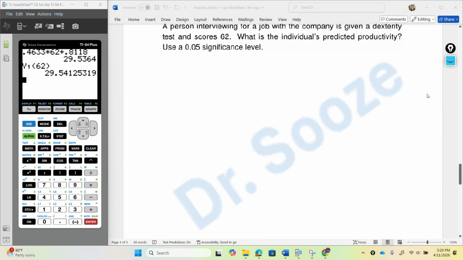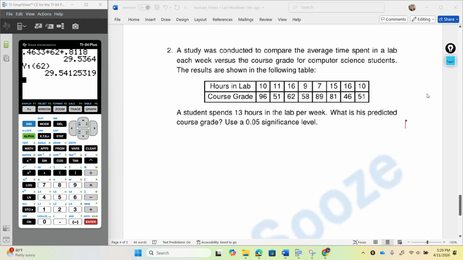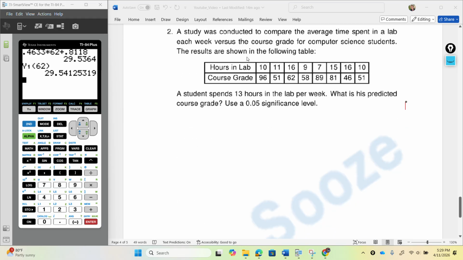Okay, let's go to this second one. A study was conducted to compare the average time spent in a lab each week compared to the grades you get in the class. So this first student averaged 10 hours in the lab every week and ended up getting a 96 in the course. The second student spent an average of 11 hours in the lab each week and got a 51 in the course, and so forth and so forth.